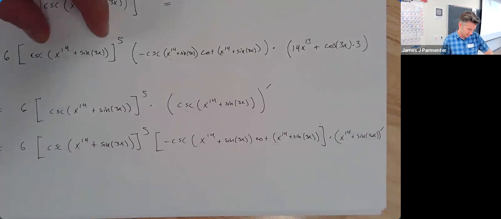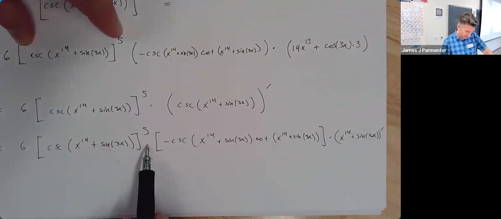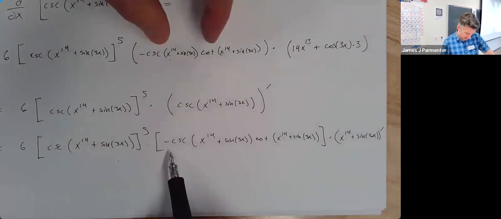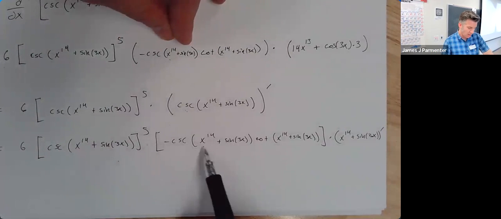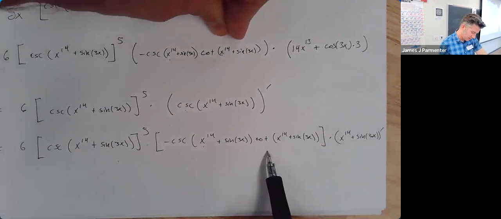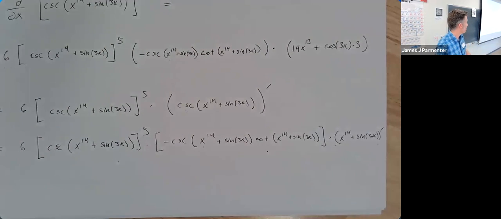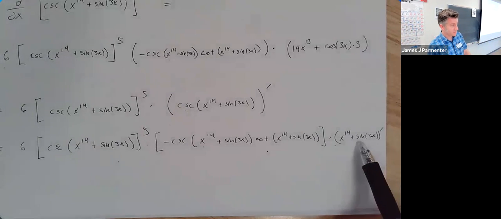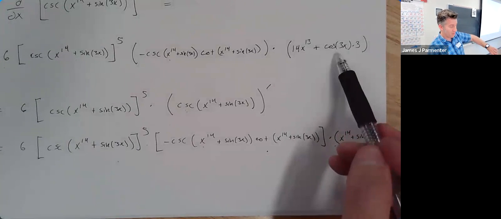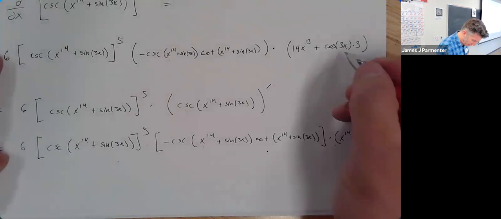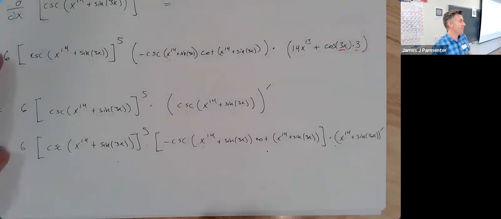6 times cosecant of x to the 14 plus sine of 3x to the 5th times all that, negative cosecant of x to the 14 plus sine of 3x times cotangent of x to the 14 plus sine of 3x times the derivative of that stuff, which is 14x to the 13 plus 3 cosine of 3x. Because the derivative of sine of some stuff is going to be cosine of that stuff multiplied by the derivative of the inside stuff, the derivative of 3x.